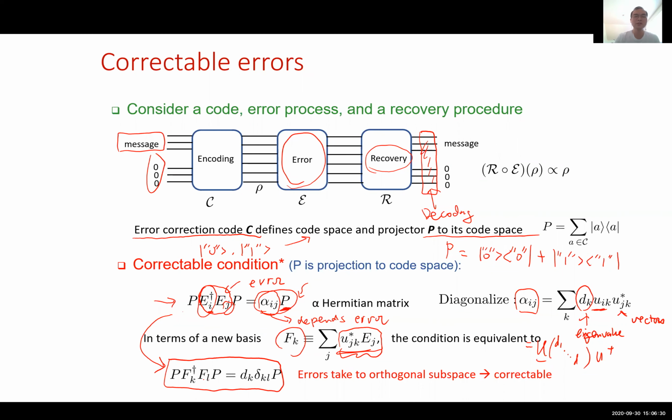actions. And this is probably a clearer condition. It says when you compute their adjoint actions, so action F_L and then the adjoint F_K projected back to the code subspace, it's diagonal. So meaning that they are orthogonal. So this means the errors take the code space to orthogonal subspaces.